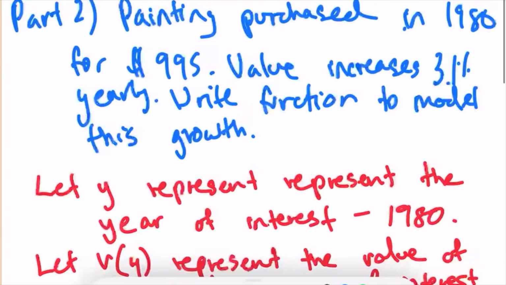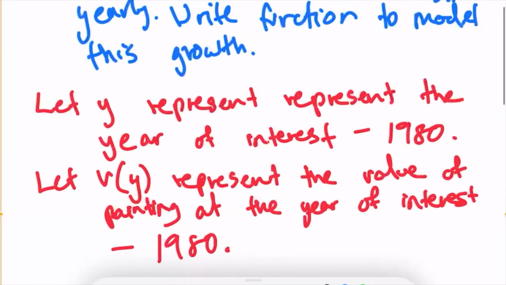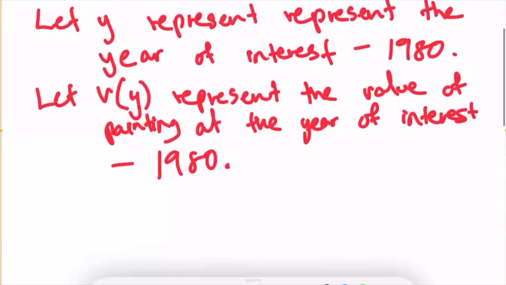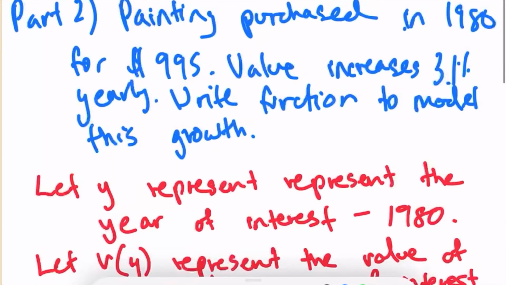And so, first off, we need to get two variables straight. First off is y, where y represents the year of interest minus 1980. So let's say we're talking about the year 2003, then y would equal 2003 minus 1980, which would be 23 years. And so y would represent the number of years that have passed from the initial year, which was 1980.